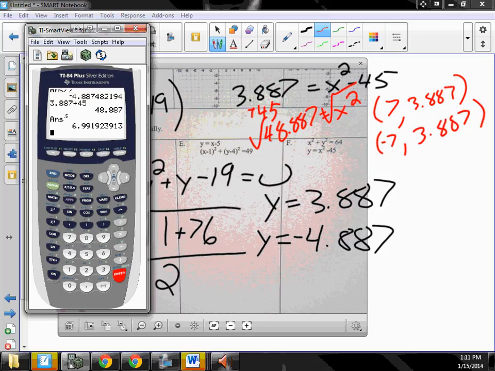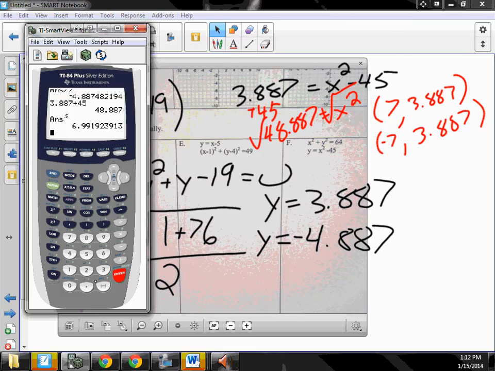Does everybody understand why there are 2 answers there? When we did that x squared, we got a plus or minus on the x. So those x's, the y values were duplicated. So now we plug in negative 4.887 plus 45. And what do we do to that number?